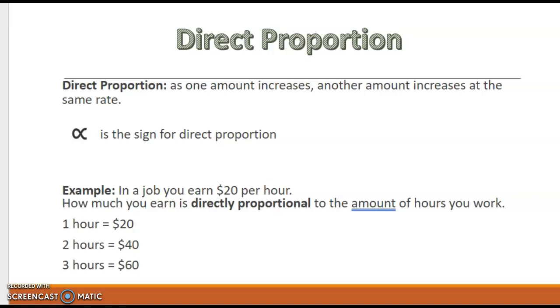Hi guys, today we're talking about direct proportion. Direct proportion just means if one quantity increases, another quantity increases.